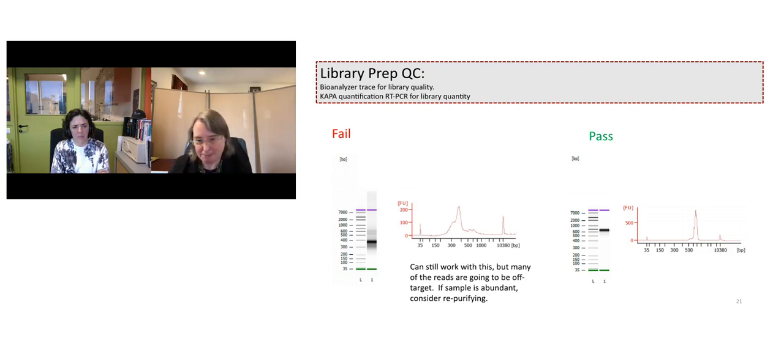Again, on the left, you may be able to work with this, but you would probably have to purify it further, and it's not a great place to start from. If you have more sample, the better option would be to start over and get yourself a nice quality input library. You can do KAPA quantitation, or various other methods for looking at the library quantity, which is important for loading on the flow cell. So it's nice to optimize that input.